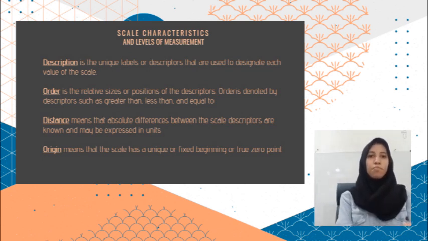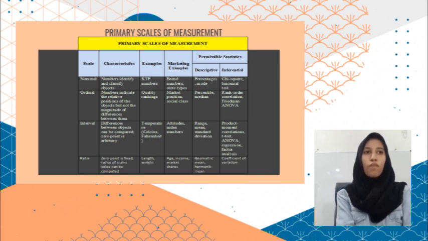Thirdly, distance means that absolute differences between the scale descriptors are known and may be expressed in units. And last, origin means that the scale has a unique or fixed beginning or true zero point. Primary scales of measurement. The first scale is nominal. The second scale is ordinal. The third scale is interval, and the last is ratio.